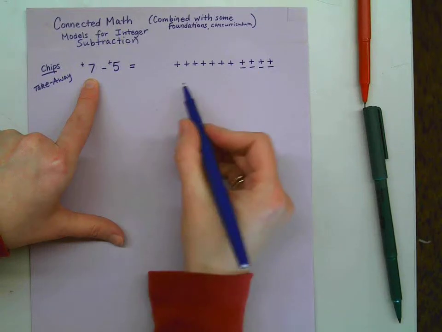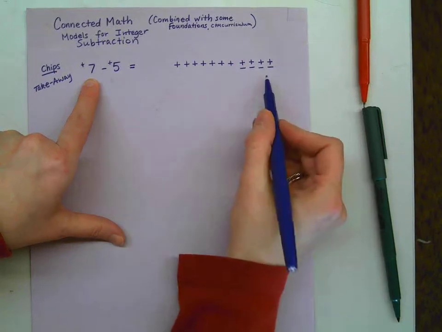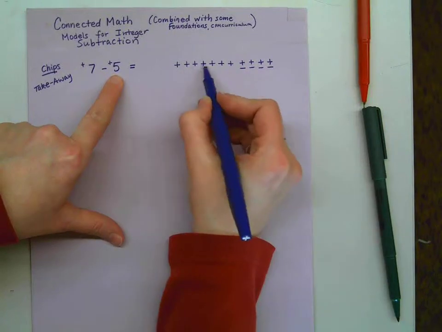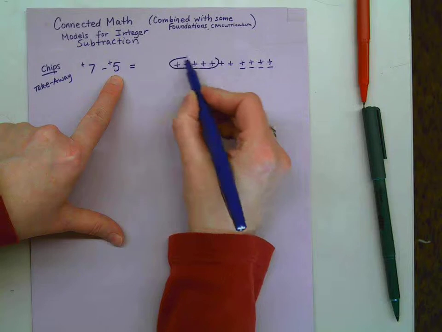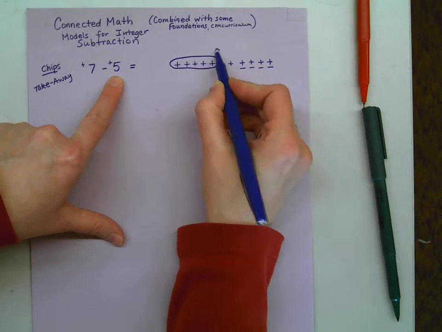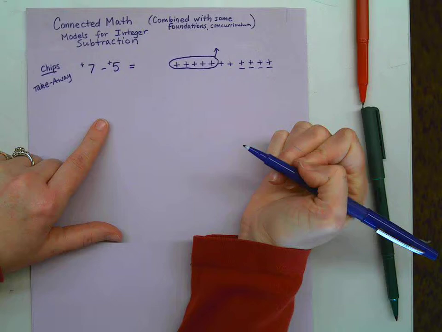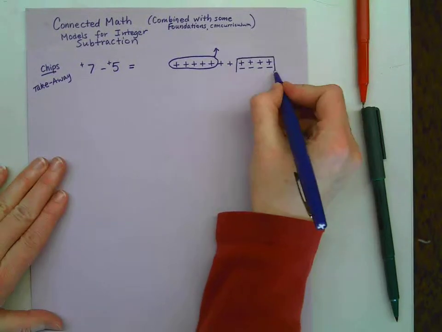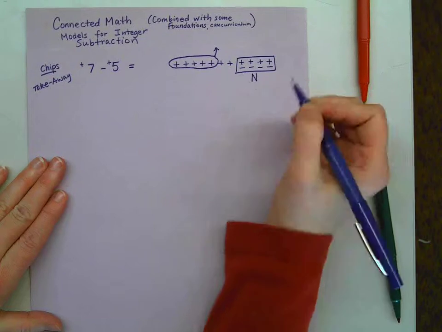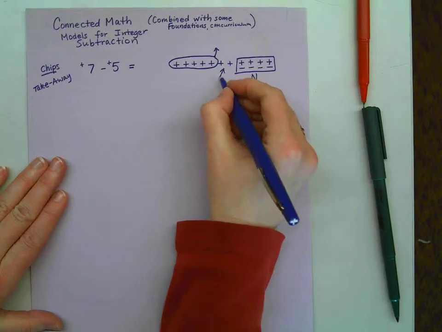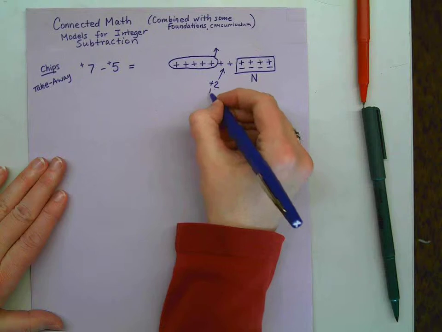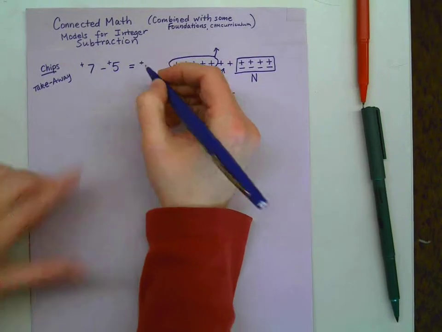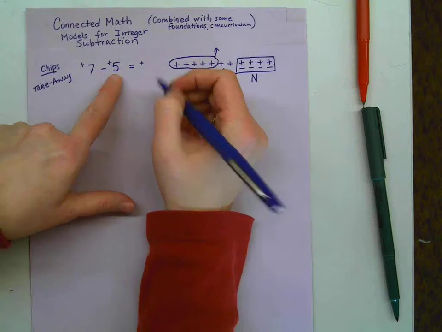So from our collection of chips representing a positive 7, we're going to take away 5 positives. 2, 3, 4, 5. And just this arrow showing that they are being taken away is all that's needed. And then next we identify our neutrals. And then we look at what remains. And what remains is a positive 2. So positive 7 minus positive 5 is a positive 2.